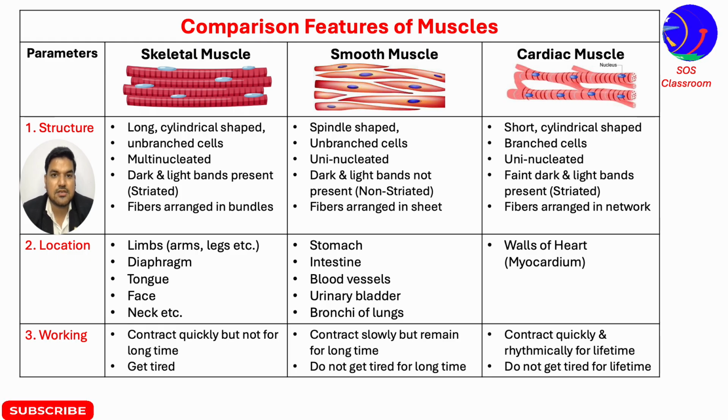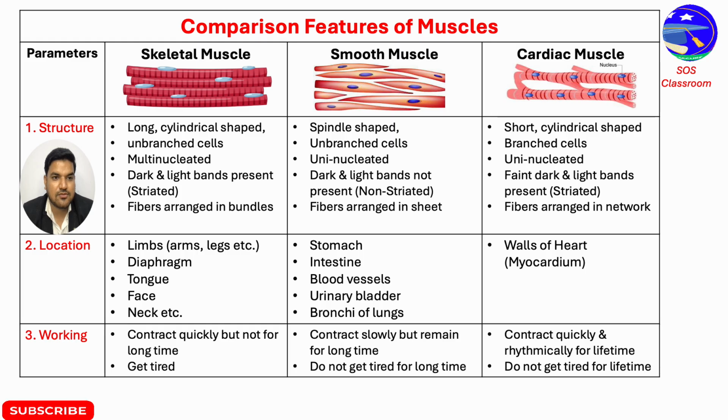Okay, so now let's discuss the comparison features of the muscles between the skeletal, smooth, and cardiac. These are the parameters: structural, location, and working. So first of all, let's discuss the structural features. You can see this is the skeletal, which is long, cylindrical in shape, with unbranched cells. So skeletal muscles and smooth muscles are unbranched. Only branched cells are present in the cardiac muscles.